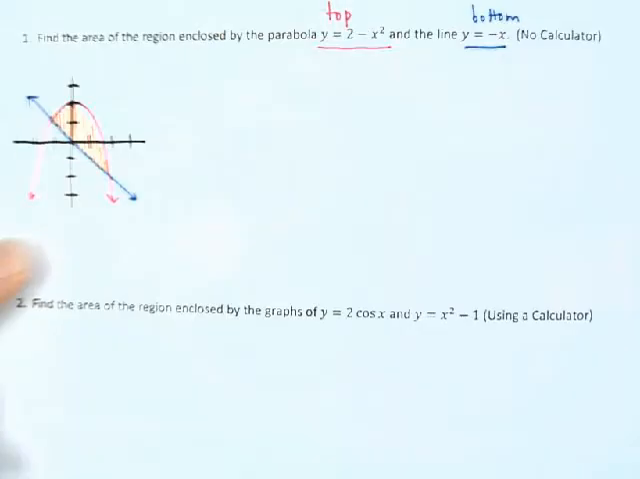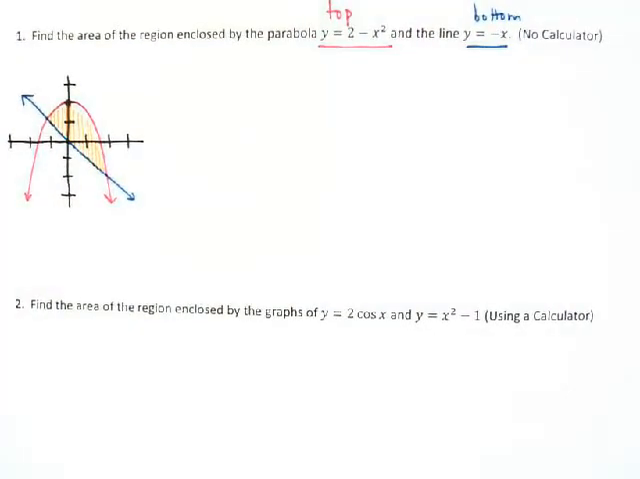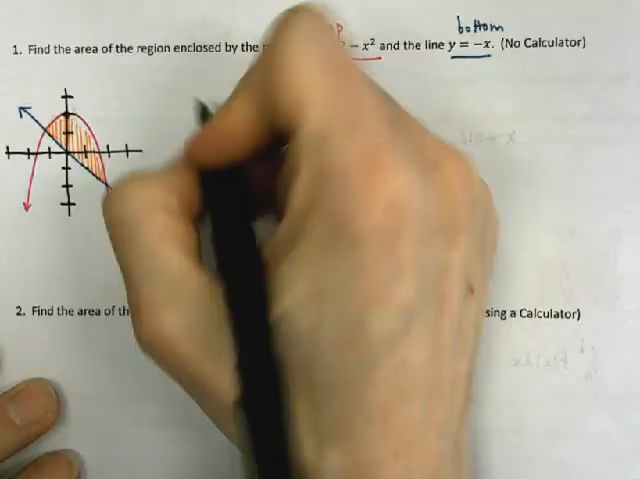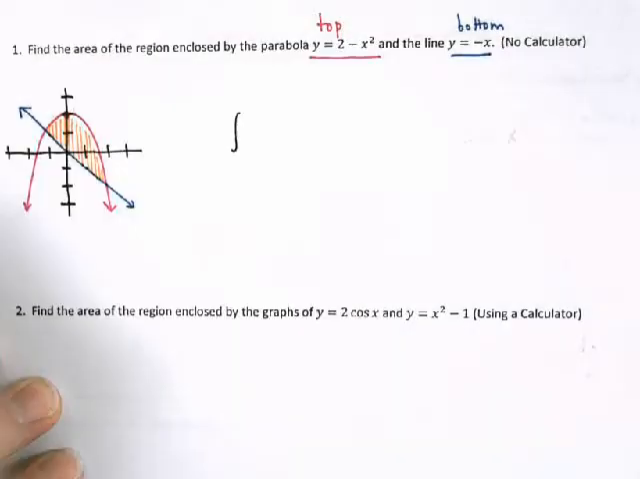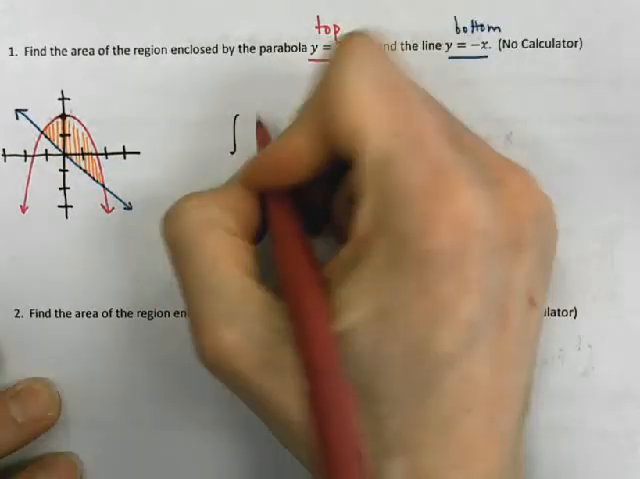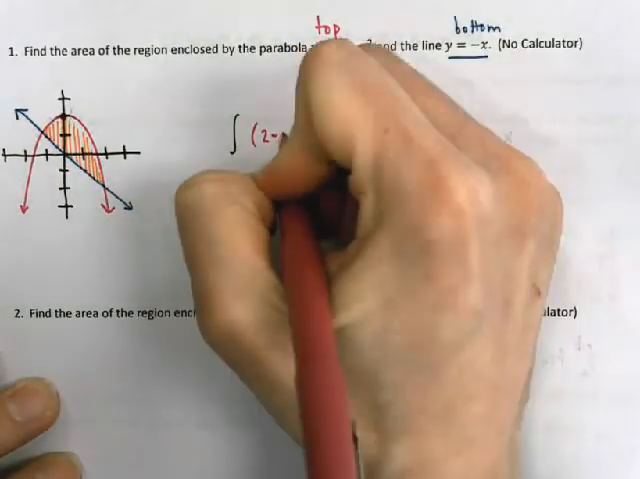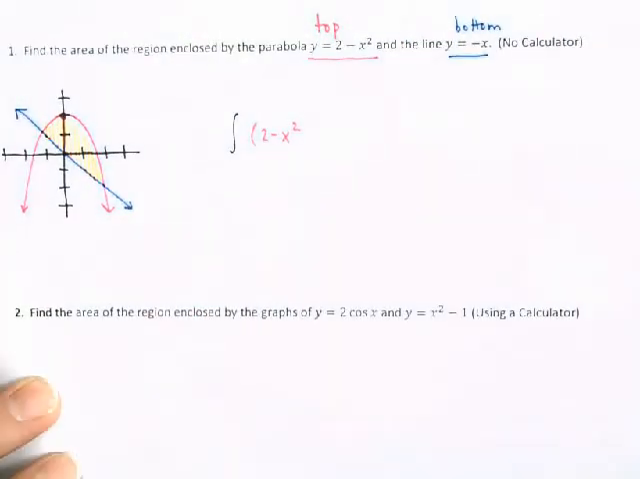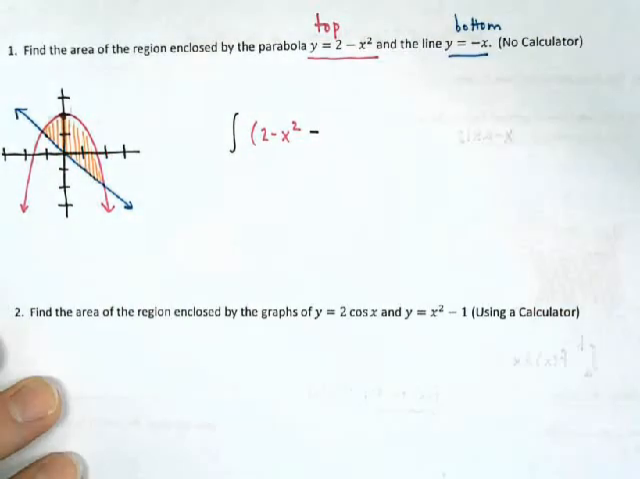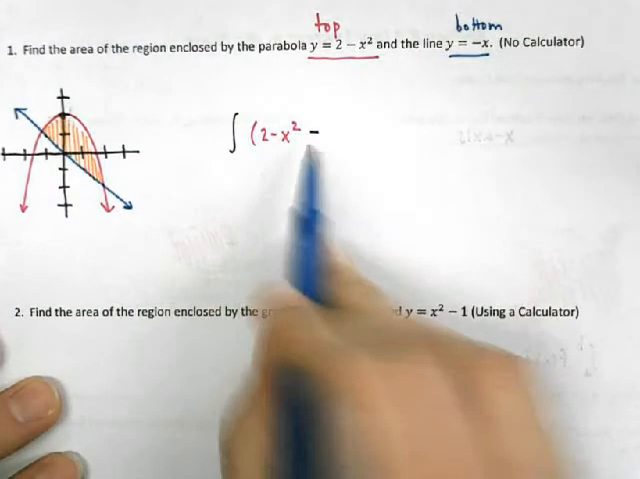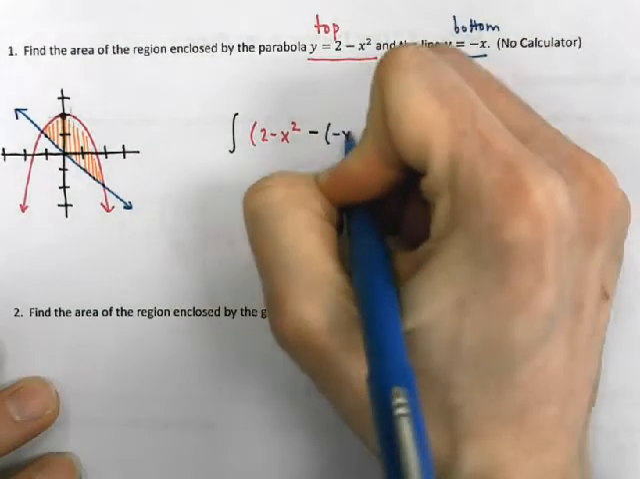So this region here. So to get started here, we know we're going to integrate. Now, we said it's going to be top minus bottom. So our top, I know, is 2 minus x squared. And then I'm going to subtract my bottom. Now, I have to be careful here to use parentheses. I'm subtracting a negative x.